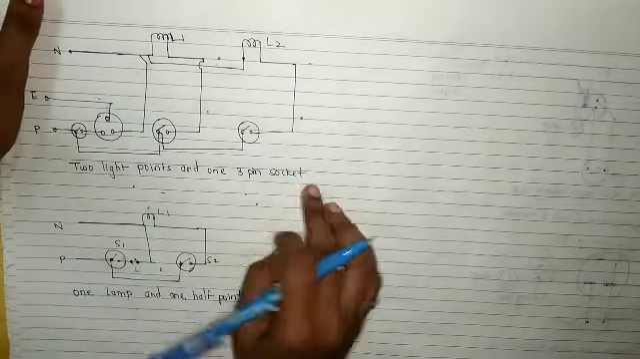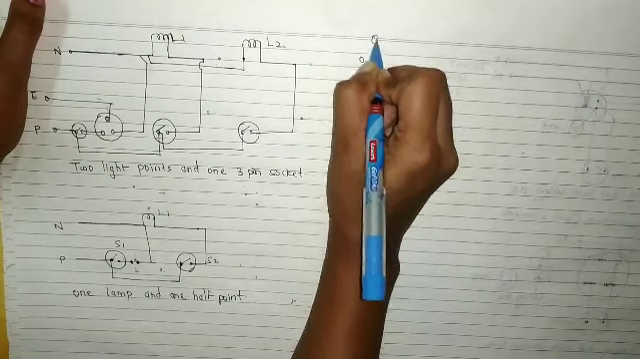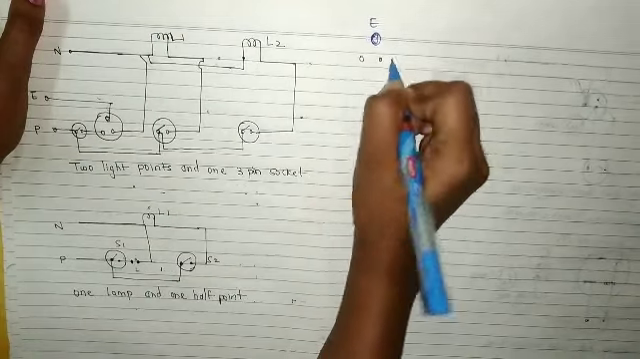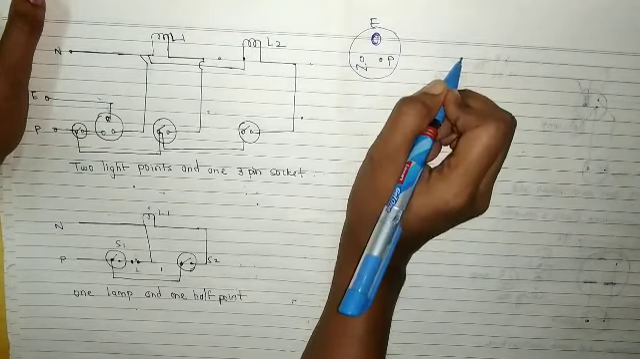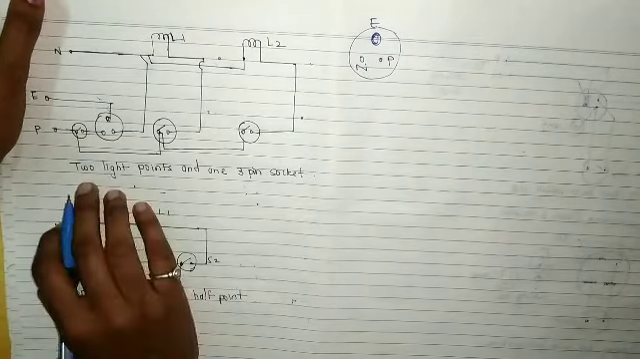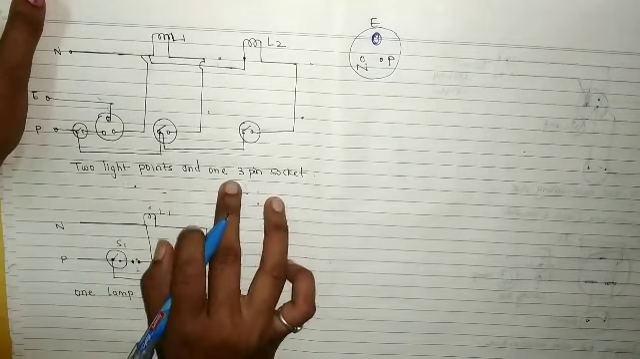So what is a 3 pin socket? I have told you about the 3 pin socket. So this is the diagram. The bigger one is for earth, this is the phase, and this is neutral. So this is a 3 pin socket, right? So what they have asked is 2 light points and one 3 pin socket.